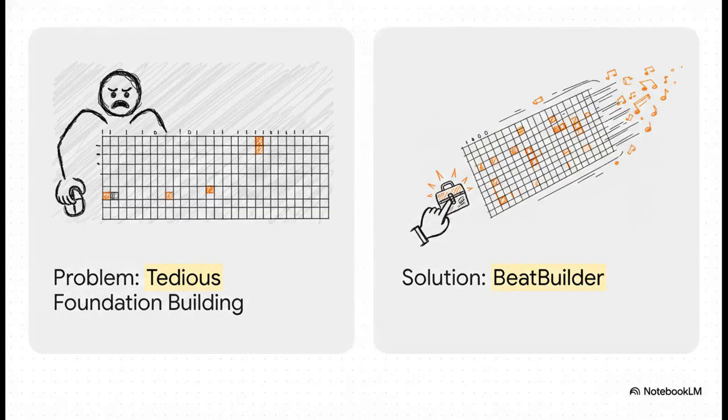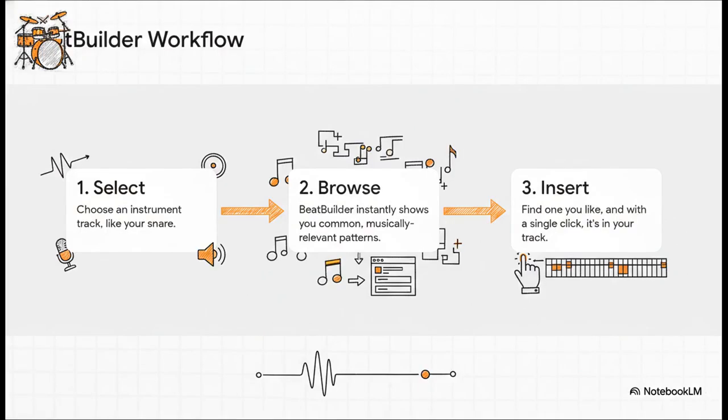Okay, next common problem. Building a beat from total scratch can be, well, a real drag, just clicking in one note after another. Liquid Rhythm's answer is the Beat Builder, and believe me, it is a massive time saver. The whole process is just incredibly simple and fast. You just pick an instrument track, say your snare drum. Right away, Beat Builder shows you a whole list of common, musically correct patterns for a snare.